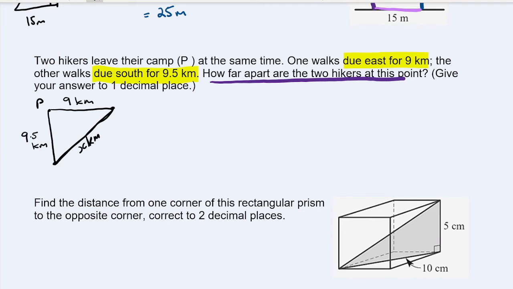X kilometers. Okay, so for X kilometers, that is our hypotenuse once again, because we have a 90-degree angle just in here. So once again, we're going to use our C equals the square root of A squared plus B squared. Find our square root sign again. We're going to have 9 squared plus 9.5 squared. Once again, we are going to use our calculator.